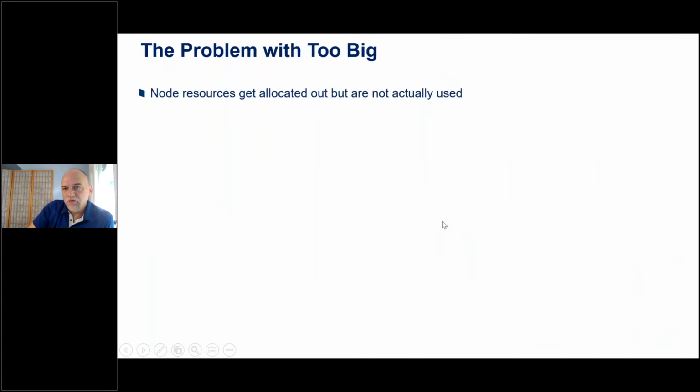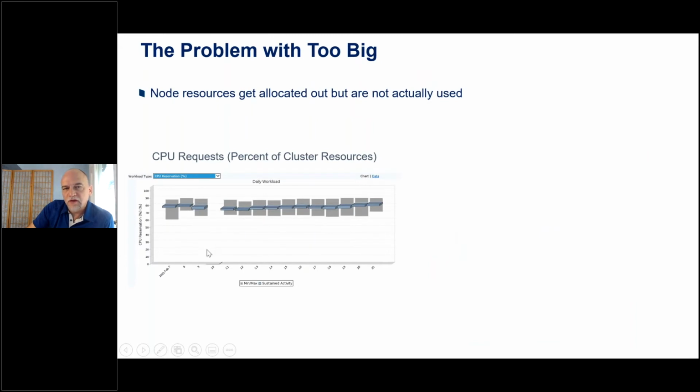If you set things way too big, then Kubernetes will start stacking up the containers on the nodes, and I'll talk about this in a bit more detail. In this case, here's a real example. Here's a real running cluster from earlier this year, where the request values are taking up 80 or 90% of the cluster resources, which is great.